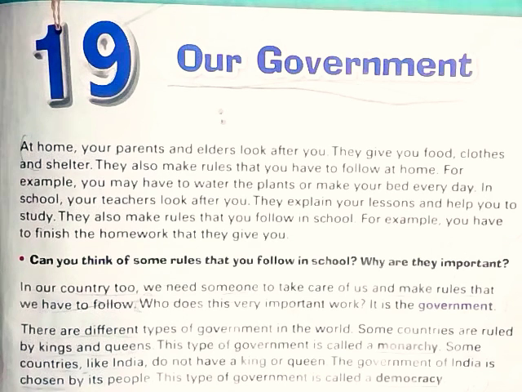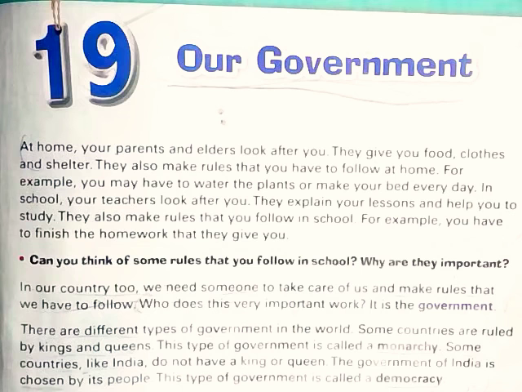In school, your teachers look after you. They explain your lessons and help you to study. They also make rules that you follow in school. For example, you have to finish the homework that they give to you. Can you think of some rules that you follow in school?